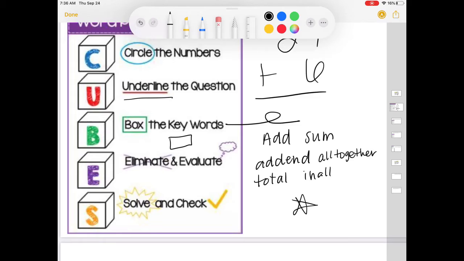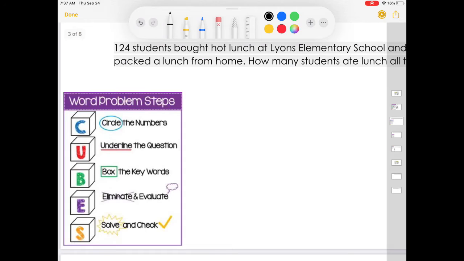The E stands for eliminate and evaluate. They might put some goofy information in there for you that actually has nothing to do with the problem. And if that's the case, you can just cross it out. And then the S, solve and check. Solve and show your work. I like to say the S is for show your work because that's always important to do. And then check it. If you're kind of second guessing yourself, you can go back and say, maybe I should spend a little bit more time on this. So let's look at our first example.